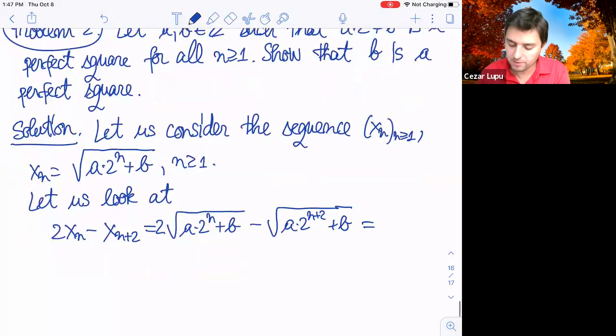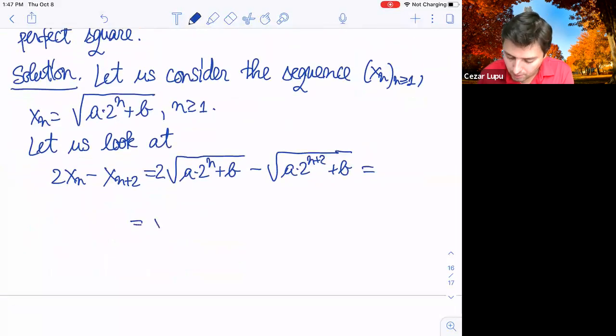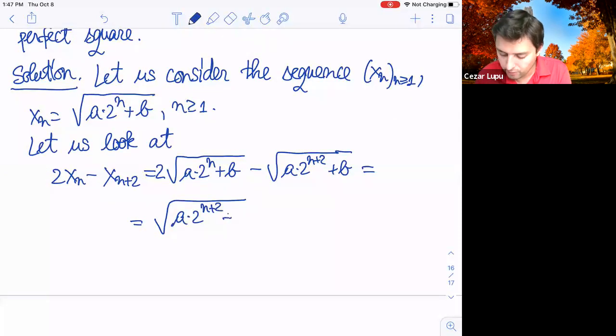Or you can write this as the square root. Let's be very careful here. So this would be the square root of A to the power 2n plus 2, plus 4B, minus the square root of A to the power 2n plus 2 plus B.